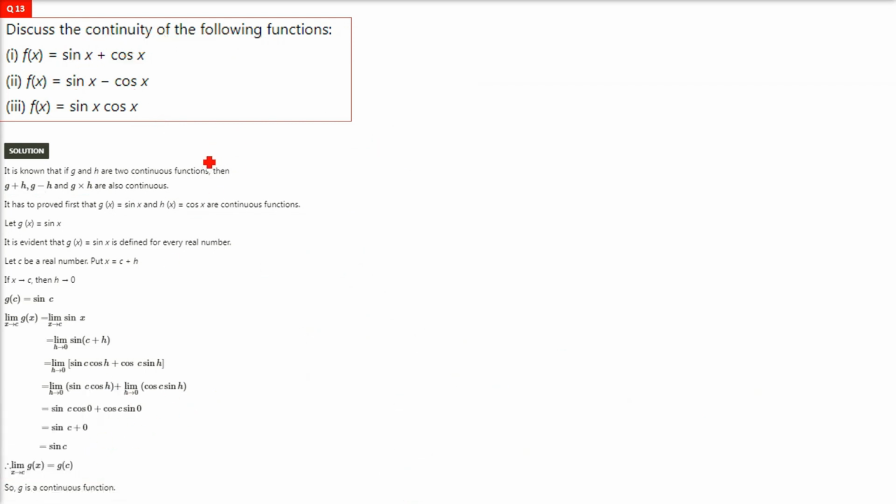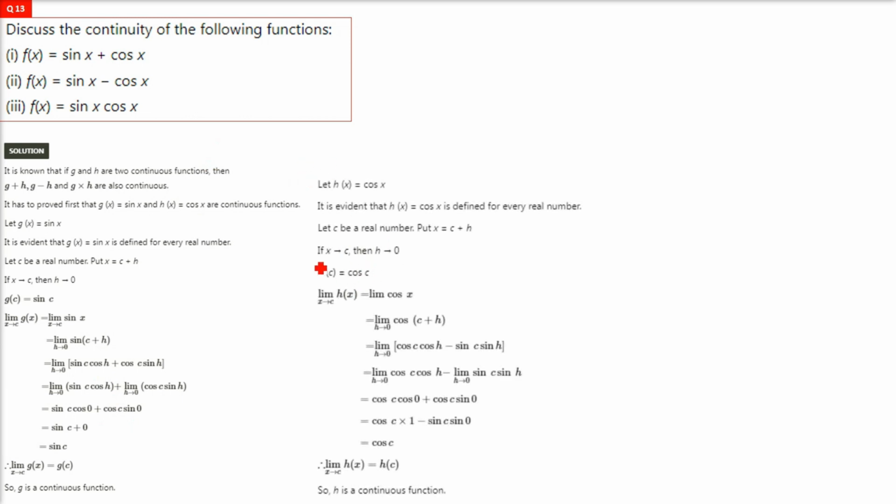So let me change this. Cos x we are doing. The same thing we applied in sin x, we'll do again. That is, there is a number line and this is c, any real number. So x is approaching c, and we can always put x as c plus h or c minus h. That is, when x is tending to c, h will be tending to 0, because x equals c plus h or c minus h, whichever way you take.